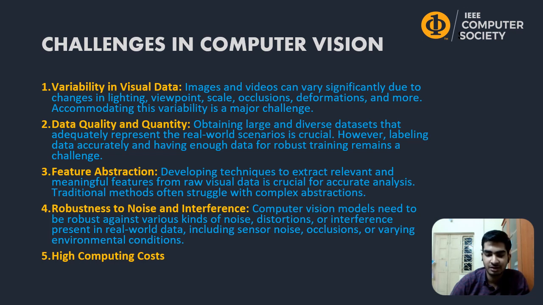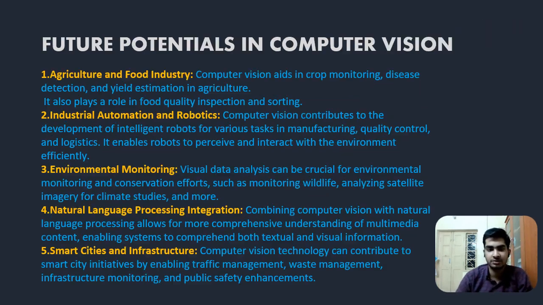Robustness to noise and interference. Computer vision models need to be robust against various kinds of noise, distortions, or interference present in the real world data, including sensor noise, occlusions, and varying environmental conditions. And finally, high computing costs. Future potentials in computer vision, agricultural and food industry. It can help in crop monitoring, disease detection, and yield estimation in agriculture. It also plays an important role in sorting and food quality inspection.